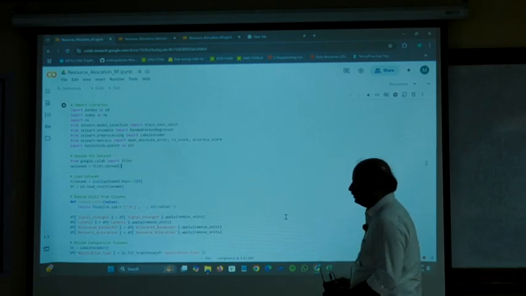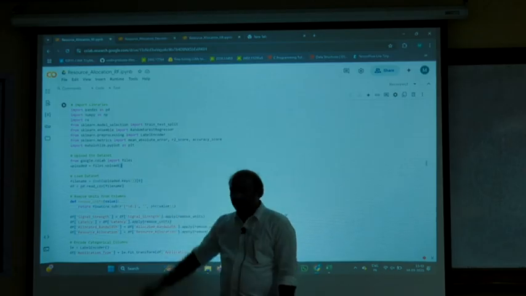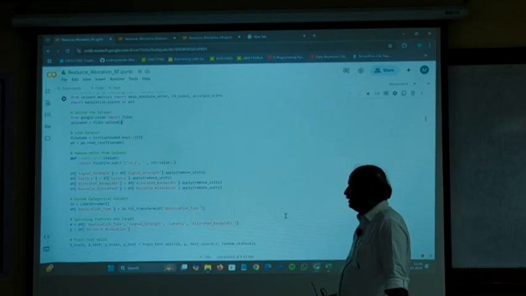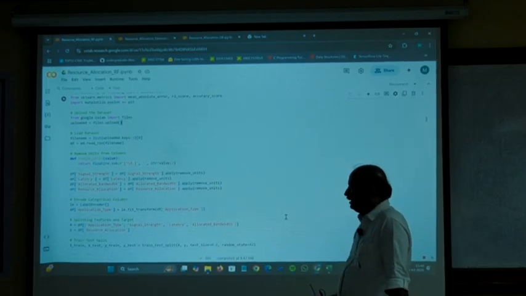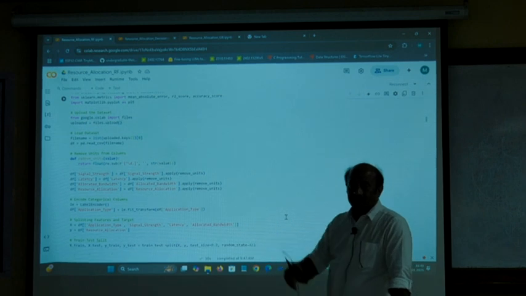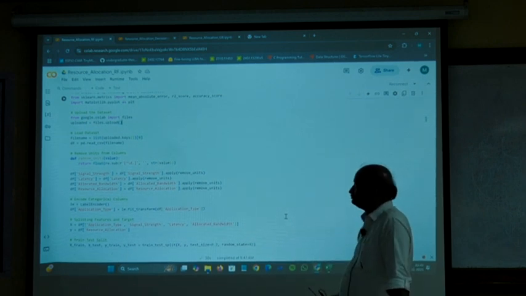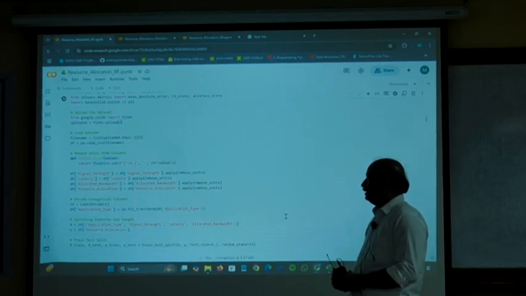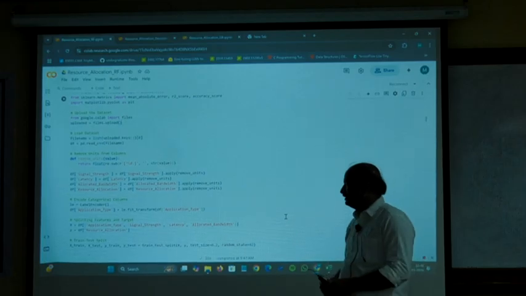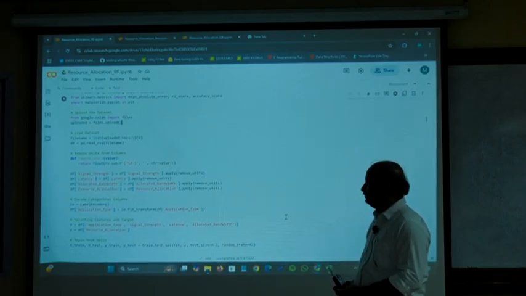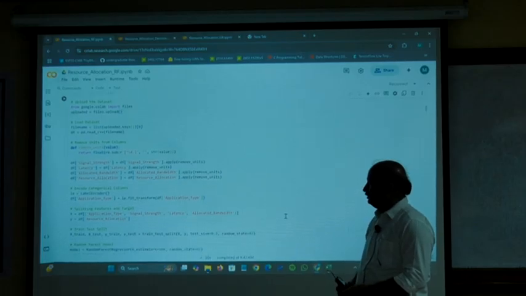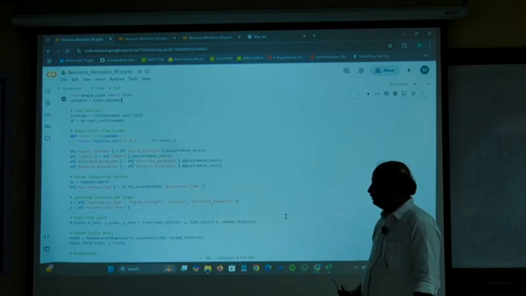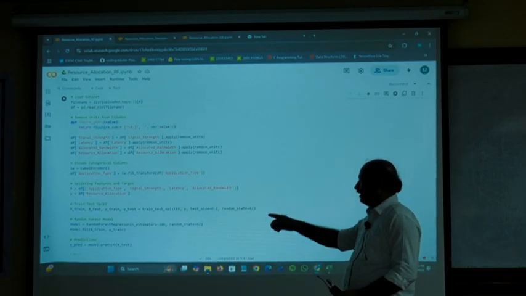You upload the data set into your Colab directory, and then you load the data set and remove the special characters in the columns. Then you read the signal strength, latency, allocated bandwidth, and the resource allocation. And then you train the machine learning algorithm, training with a random forest model.